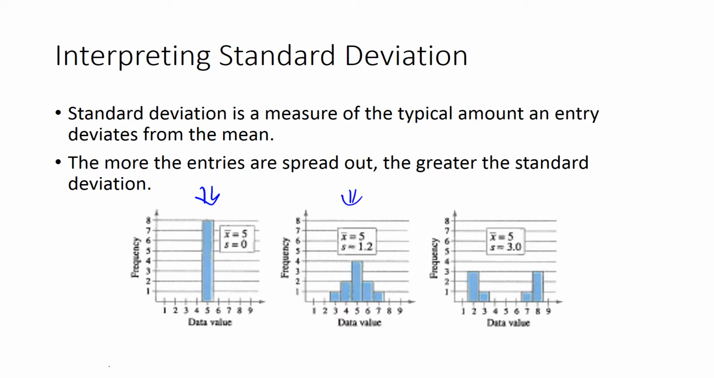In the next one, we see we've got a little bit bigger of a deviation. It goes up to 1.2. So they're spread out a little more. And then in the third and final one, we have a yet bigger standard deviation of 3, where we see no actual entry is at 5. They're away from it, and they're very spread out. So as our standard deviation goes up, the spread gets further and further out.